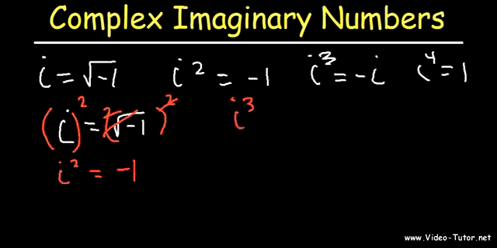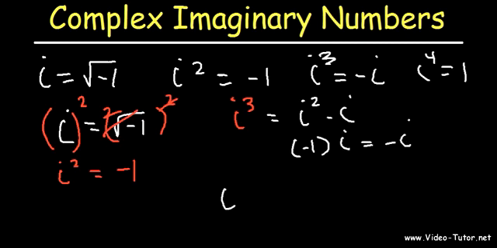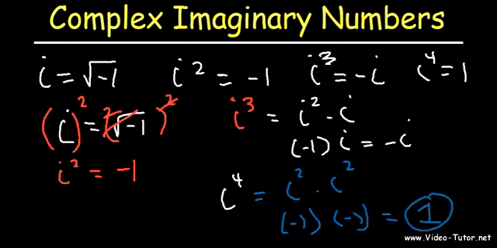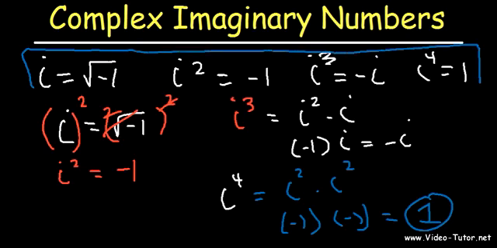Now i cubed is the same as i squared times i. And we know i squared is -1, so that's how we get -i. Now i to the fourth is equal to i squared times i squared. And since each i squared is -1, -1 times -1 is +1. So make sure you know these four, because from these four you can find everything else.